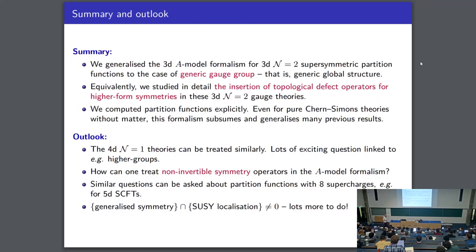So in other words, let me conclude here. That is my conclusion here. Generalized symmetries intersected with SUSY localization is a non-zero intersection. So lots to do. So if you want to help us, come join us. Thank you.